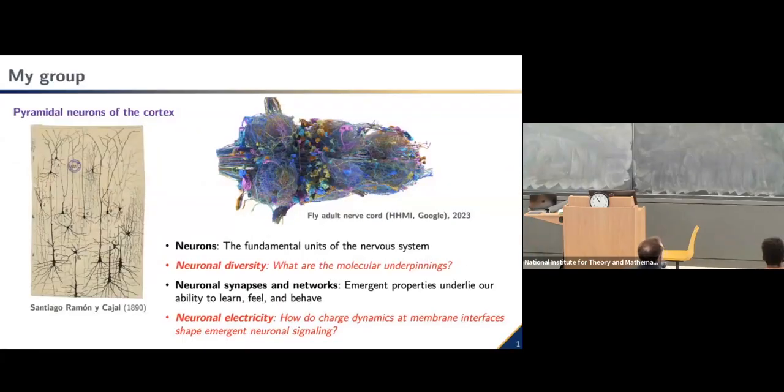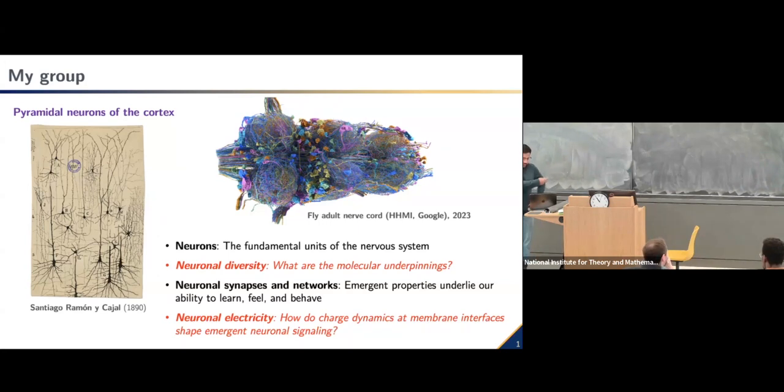So my group works at the intersection of neuroscience, computation, and biophysics, and we've generally been interested in two kinds of problems. On the one side, we have been interested in understanding the molecular underpinnings of neural diversity and relating that to structure and function. And much more recently, we've become interested in neuronal electricity, or bioelectricity, and that's what I'm going to talk about from the perspective of looking at charge dynamics at membrane interfaces and what it could mean for signals propagating along these membranes.